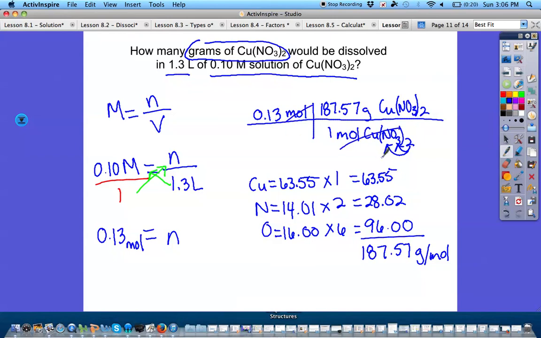Cancel out the moles. 0.13 times 187.57 will give you a mass of 24.38 grams of copper nitrate.